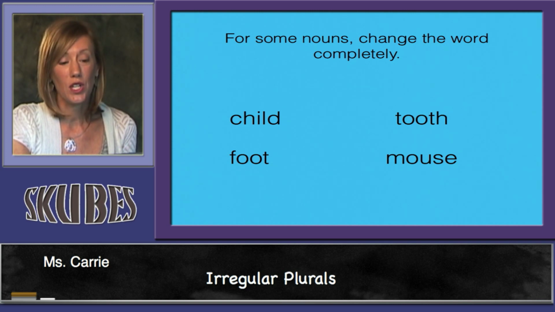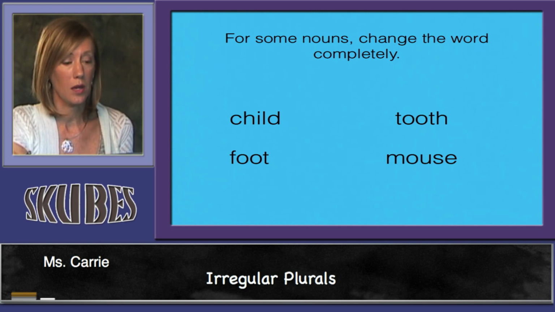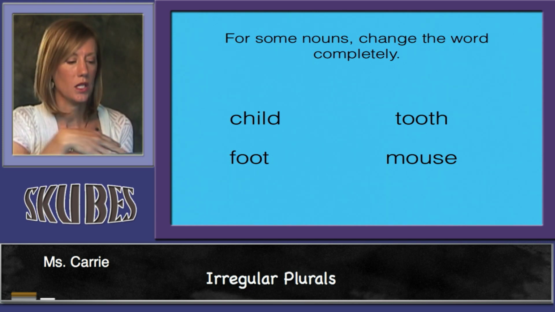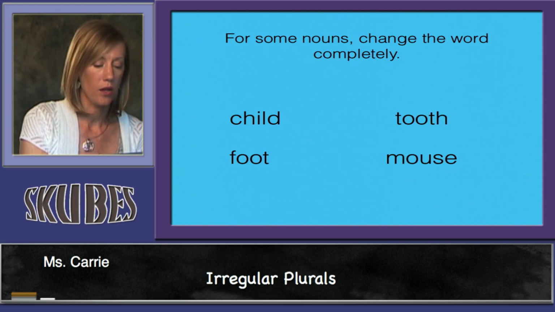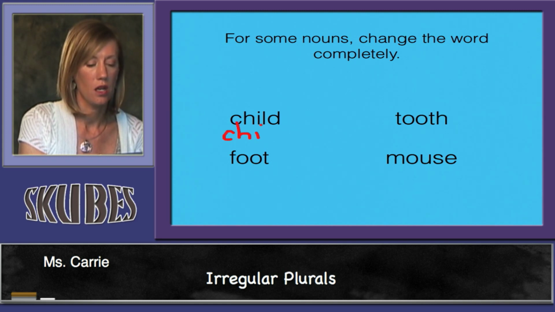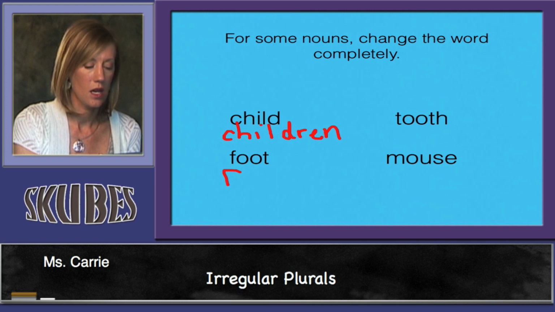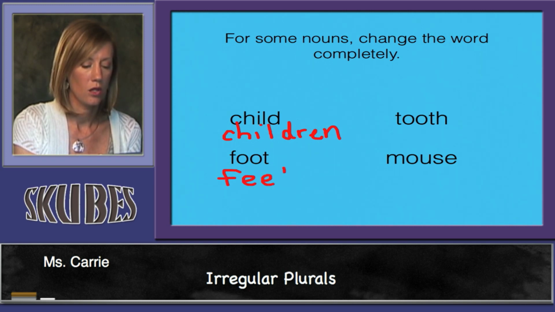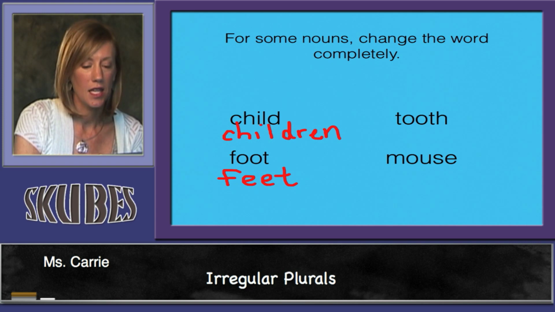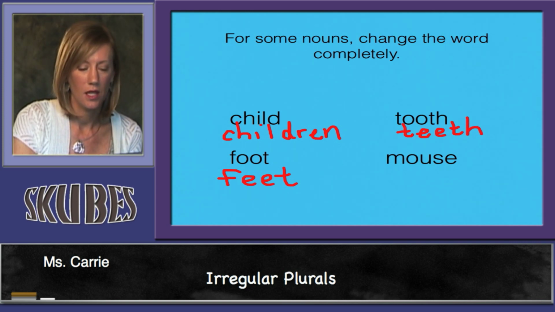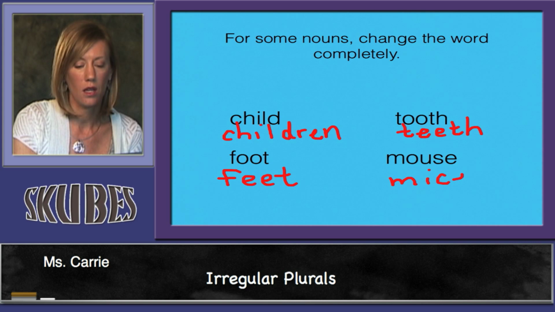And for some nouns, we're going to change the word completely to make it plural. Like child, we're not going to drop a letter, we're not going to add a letter, we're going to completely change the word. Child would become children. I saw 10 children at the playground. Foot is going to become feet. I have 2 feet. Tooth will become teeth. I have many teeth in my mouth. And mouse will become mice. I saw some mice scurrying along the road.